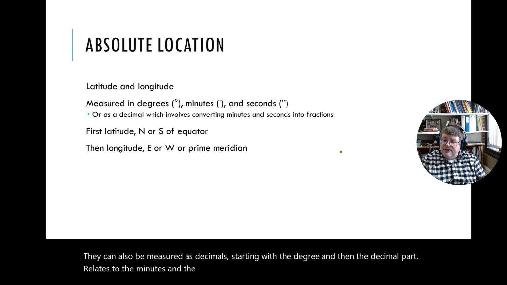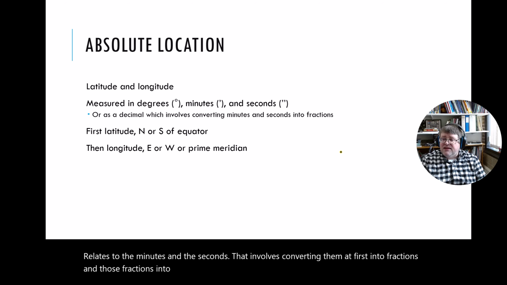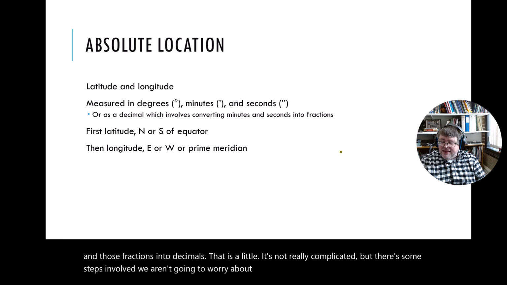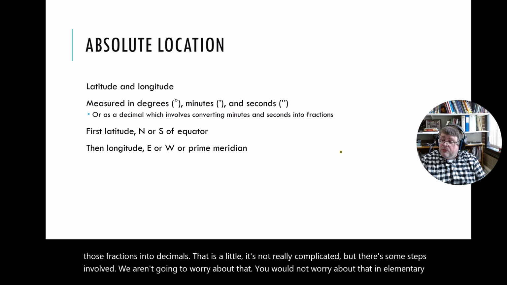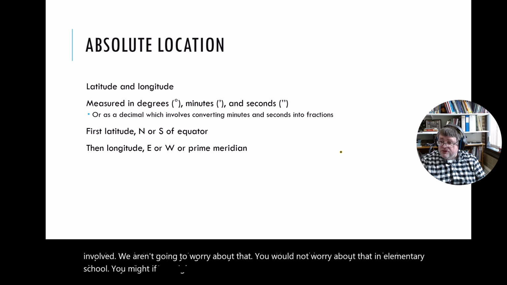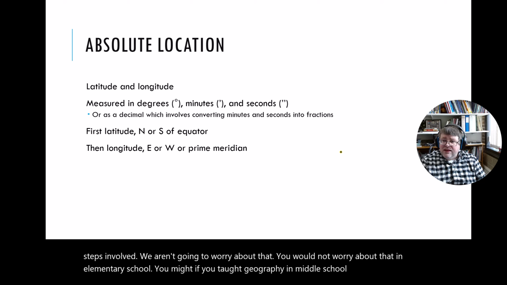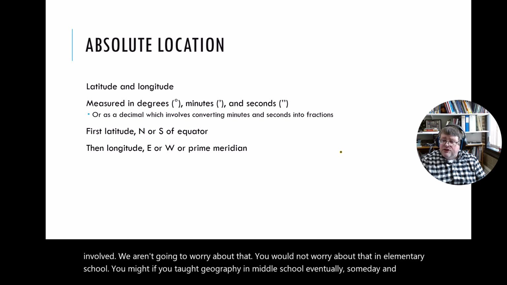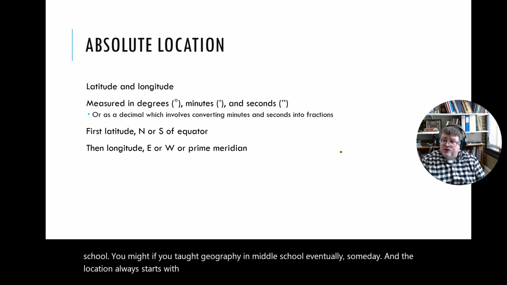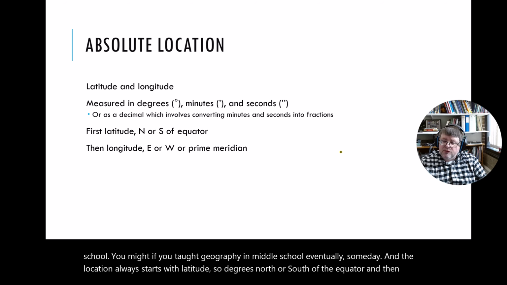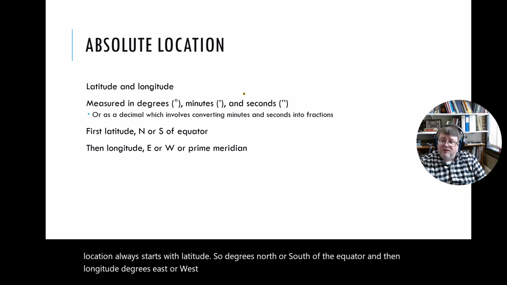That involves converting them first into fractions and those fractions into decimals. It's not really complicated, but there are some steps involved. We aren't going to worry about that. You would not worry about that in elementary school. You might if you taught geography in middle school eventually someday. And the location always starts with latitude, so degrees north or south of the equator, and then longitude, degrees east or west of the prime meridian.